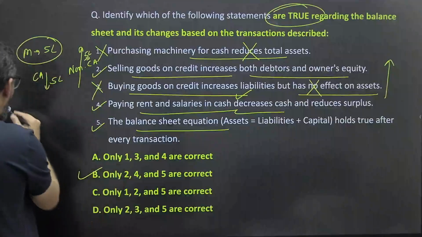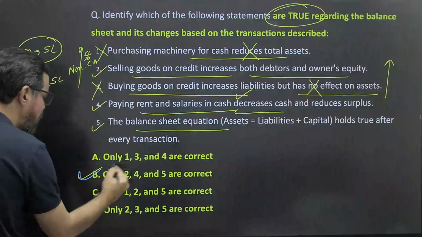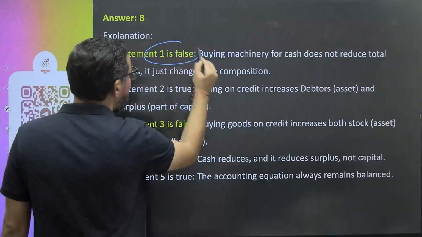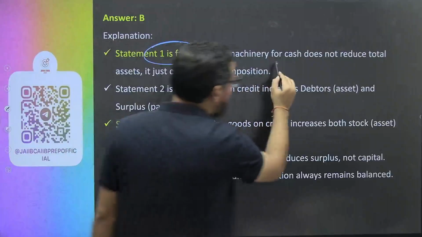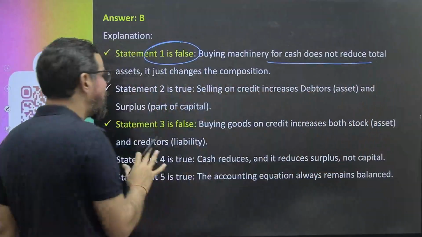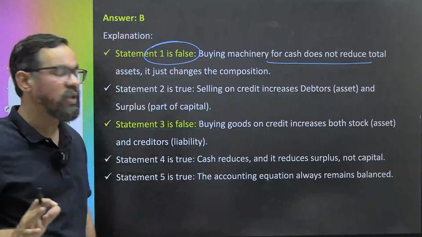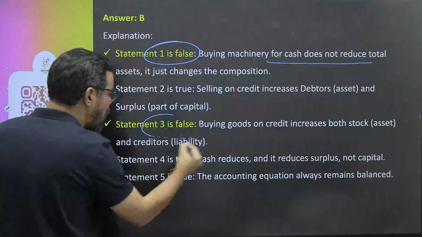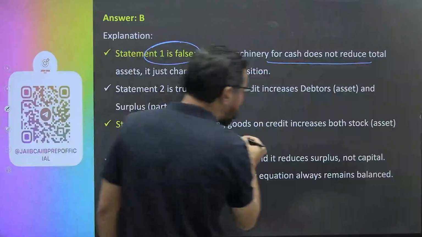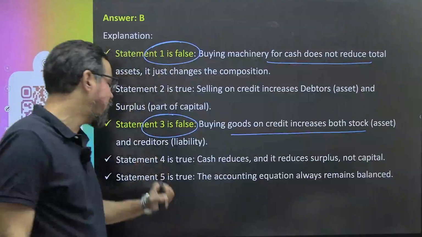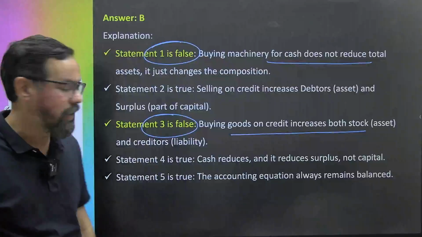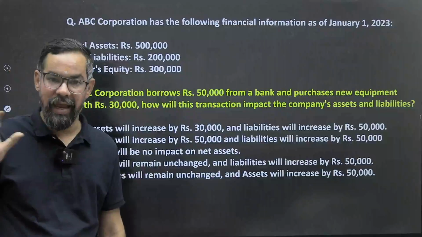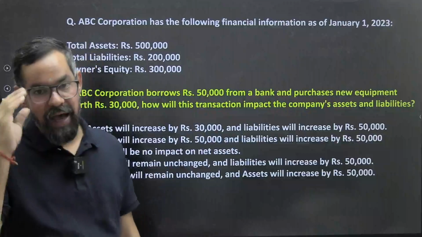2, 4, 5 means option B will be the right answer for this question. Very simple one. Statement 1 was false: buying machinery for cash does not reduce the total assets, it just changes the composition of current and non-current assets. Statement 3 was false: buying goods on credit increases both stock and creditors, which is your liability. The rest of the statements are correct. One question can be in the form of statements, as we have practiced.